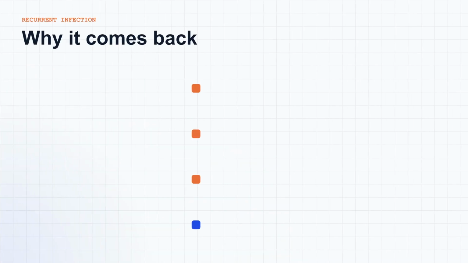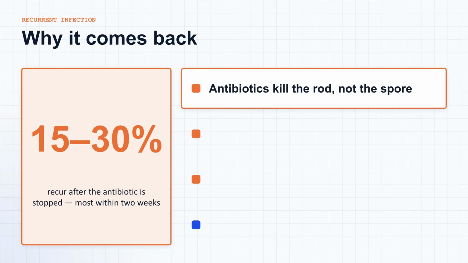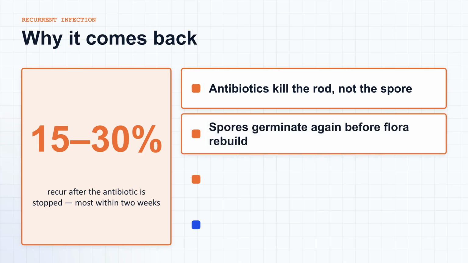And this is where C. difficile earns its reputation. Between 15 and 30% of patients recur after the antibiotic is stopped, and most recurrences happen within 2 weeks of stopping therapy. Why? The spores were never eliminated. Antibiotics kill the vegetative rod, but not the spore. And until the normal flora rebuilds, those spores can germinate all over again.